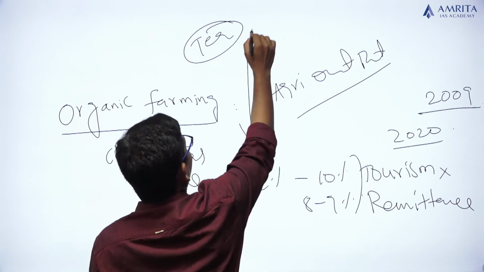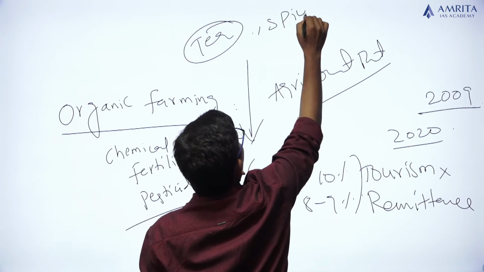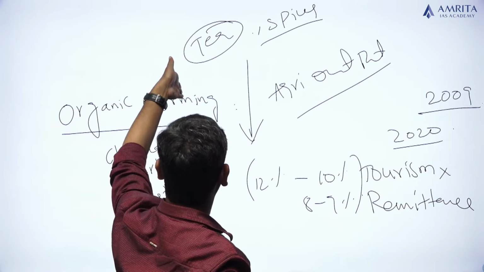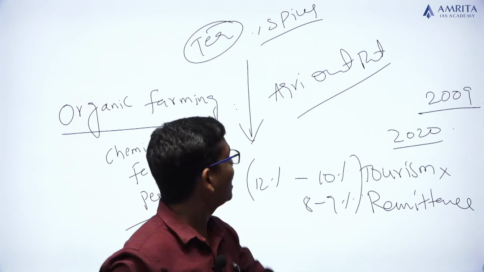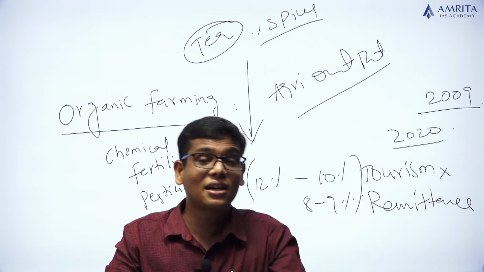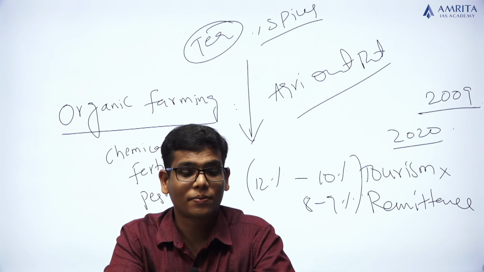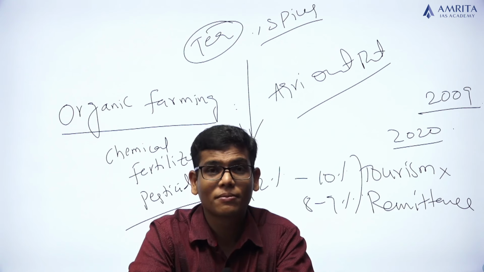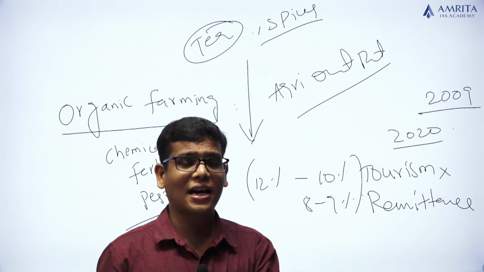And apart from tea leaves, they used to also export spices. Because of COVID-19 this has come down, and because of your organic farming the tea has come down and your agricultural output has come down. It led to a shortage of food grains in the economy.